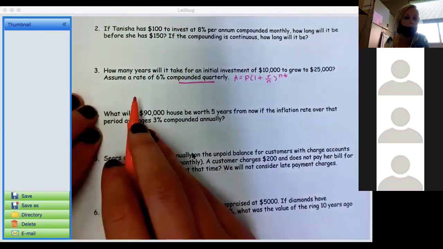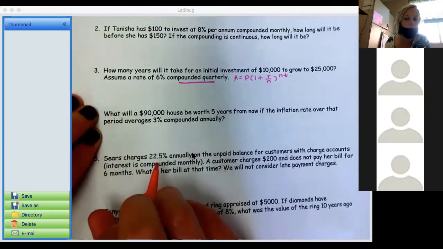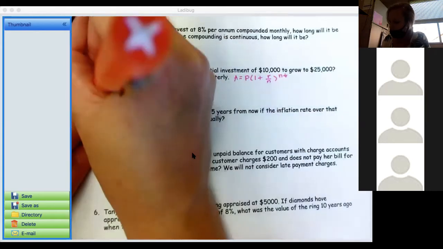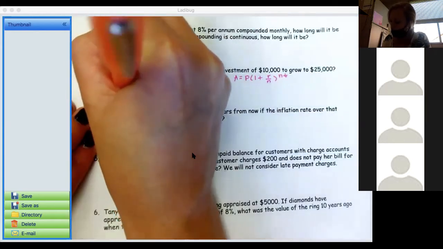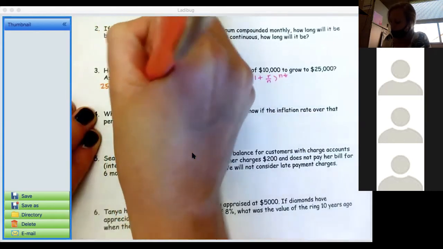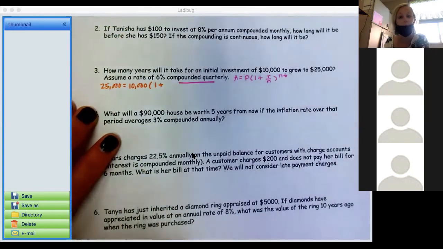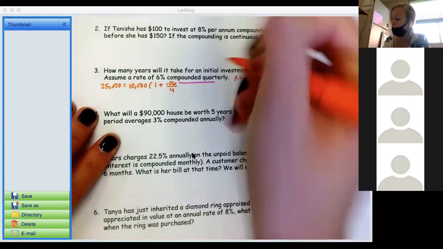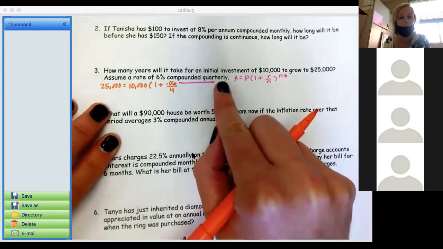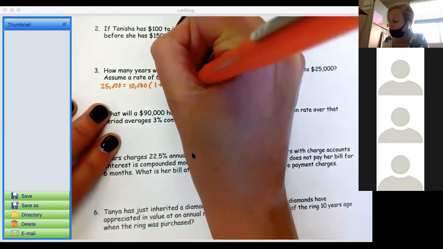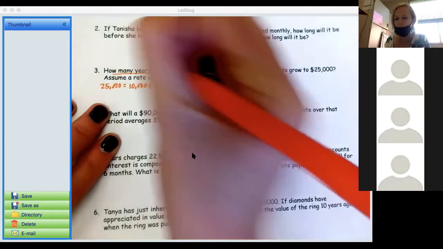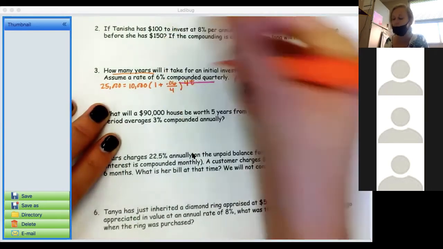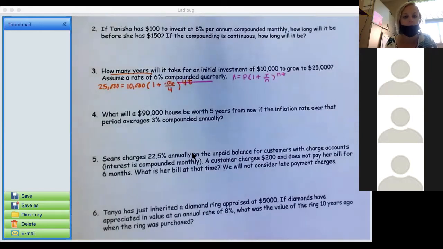So what do I write? How do I start it? 25,000 equals 10,000. Good. Parentheses and plus, yep. What's the rate? 0.06. Good. Over 4. Over 4, why, Ross? Because it's compounded quarterly. Good. And then raised to the 4. And then what are we trying to find? The time. So we don't know t, we're trying to find t. So that's what's different about this one. Are y'all okay there? Yes.